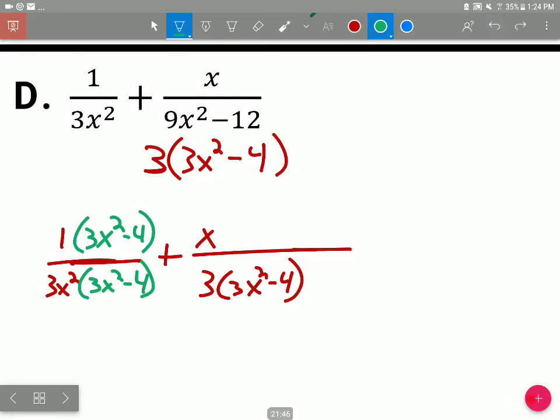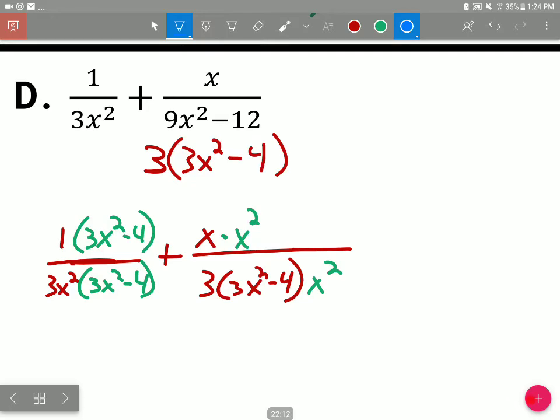All right, what does the second fraction need? 3. No. It's got the 3. 3x squared. It needs the x squared. Good. They both have the 3, but they do not both have the x squared. All right. Do we have a common denominator now? This means yes, this means no. Yes. All right, cool.